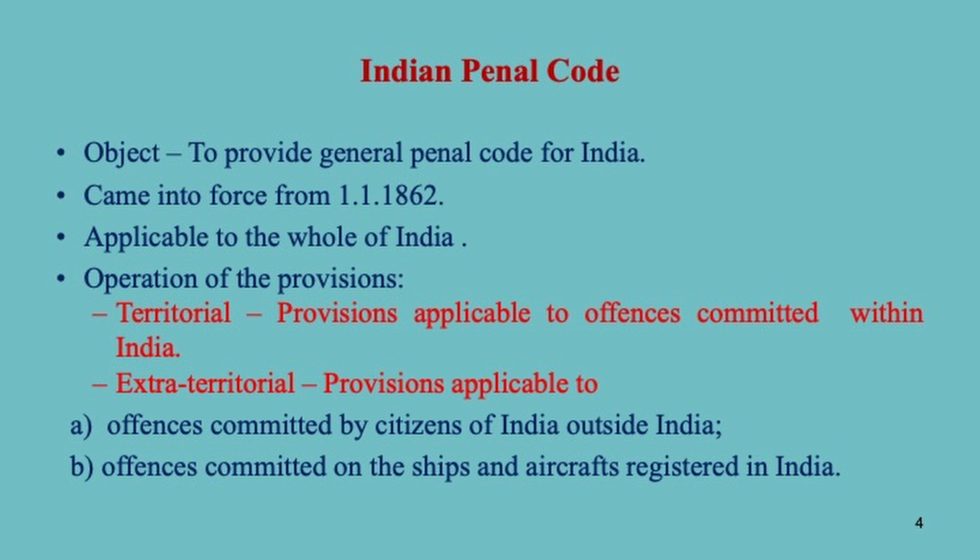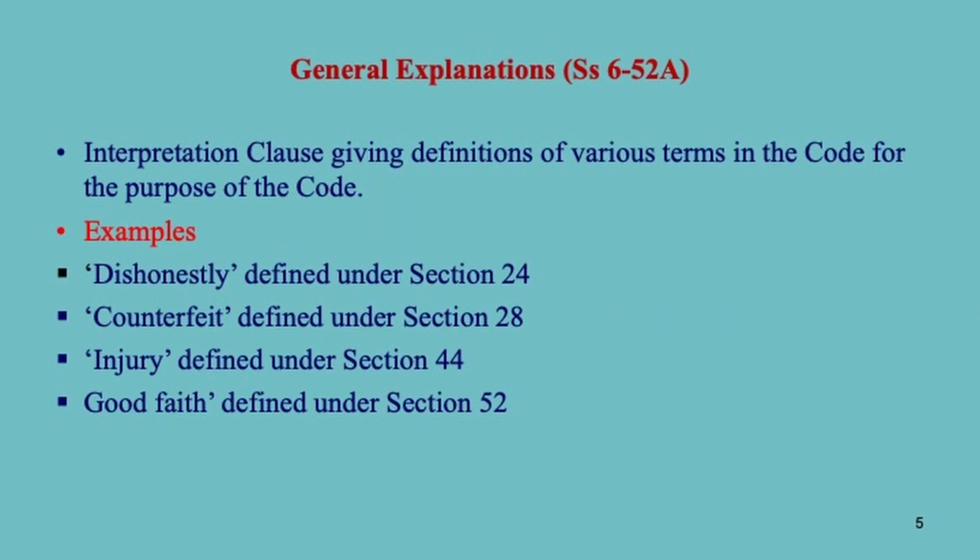The object of the code is to provide a general penal code. It came into force from 1/1/1862 and is applicable to whole of India. The provisions of the code are applicable to offences committed within India and to offences committed by citizens of India outside India, and also to offences committed on ships and aircrafts registered in India. The second chapter, titled General Explanations, running from section 6 to 52A, is the interpretation clause for the code, giving definitions or explanations of various terms in the code for the purpose of the code.